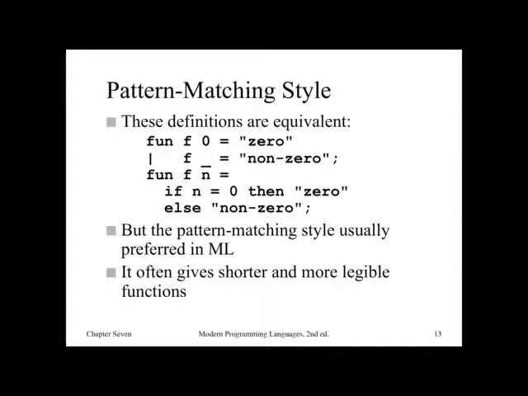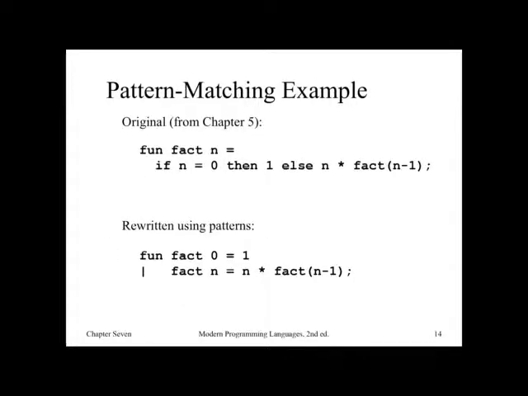ML programmers prefer the pattern matching style. And if you think about it, it's actually a pretty cool thing. It does give you shorter, more legible functions, but I think one of the things it does is help when you deal with recursion, which one struggles with in imperative languages, in part because it's nested in all this, if n is 0, then 0, else, especially when you get into calling recursive functions. But I'll give you an example. Let's go to the next one.